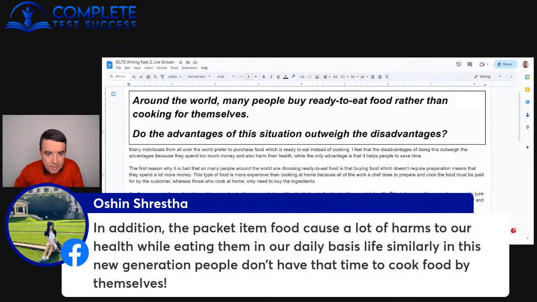Hi, Oshin. In addition, the packet item food cause a lot of harms. The packet item food. Now, this isn't a noun. The packet item food, that's not a phrase. So that doesn't mean anything, and it's unclear. So vocab is definitely something for you to work on. A lot of harm that's uncountable to our health while eating them on a daily basis.